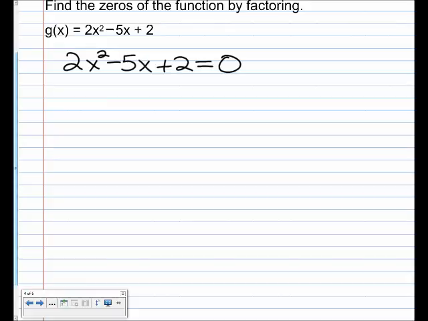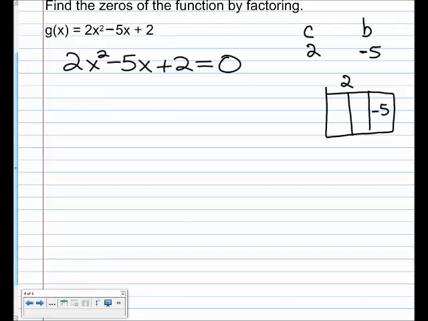Now, unfortunately, because of the number 2 in front, I cannot use my box, right? If I use my box right now, what's C and what's B? C is 2 and B is negative 5. So if I use my box, it would be like this. Factors of 2 that add to negative 5. Do you guys know what numbers multiply to give you 2 that add to negative 5? The answer is there are none.